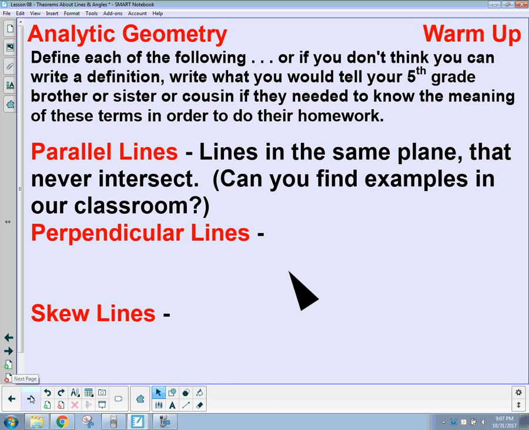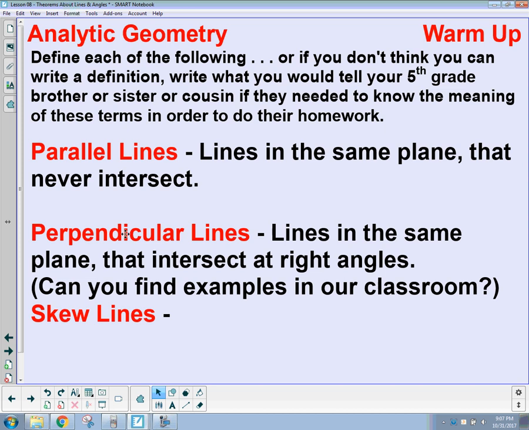Let's look at the next one. Perpendicular lines. So, perpendicular lines are lines in the same plane that intersect at right angles. Y'all know that. Can you find examples? Again, I would go back to the brick mortar. That's about 90 degrees. Same thing with the ceiling tiles, where they intersect, of course. And the floor tiles. And maybe even in the window frames.